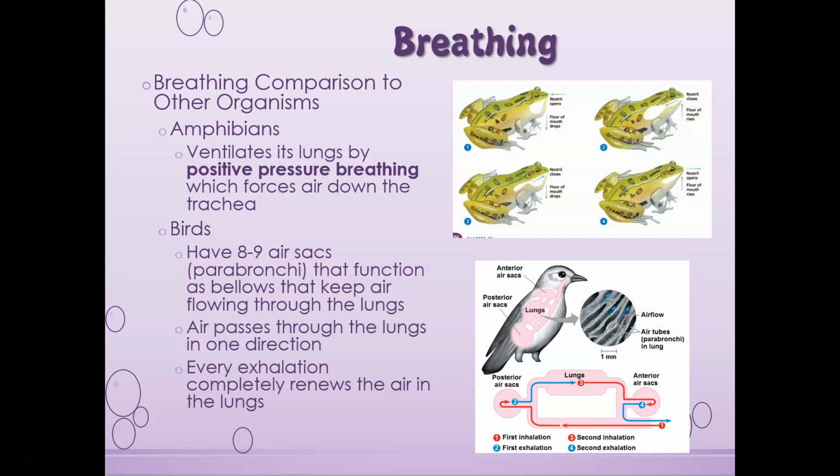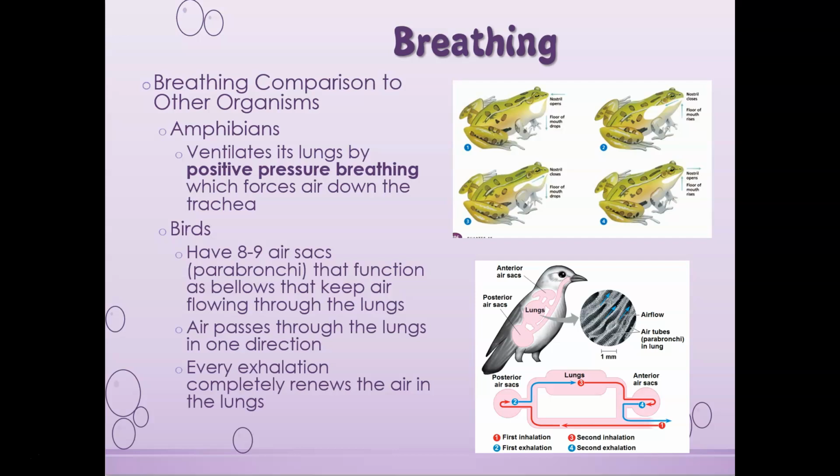We look at other organisms, and I mentioned there's other ways to do it. So humans do it by this negative pressure breathing. If I look at something like the amphibians, theirs is actually the opposite. And so they do positive pressure breathing, in which case their pressure is actually higher in their lungs than on the outside. And so it's going to actually force the air down the trachea, and they've got to manage to take care of that. And so they drop their mouth, open up that cavity, and do it a little bit differently than we do.